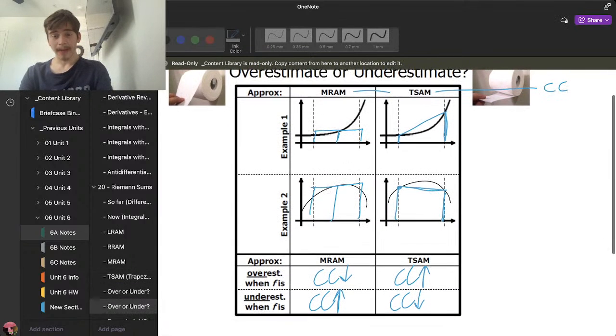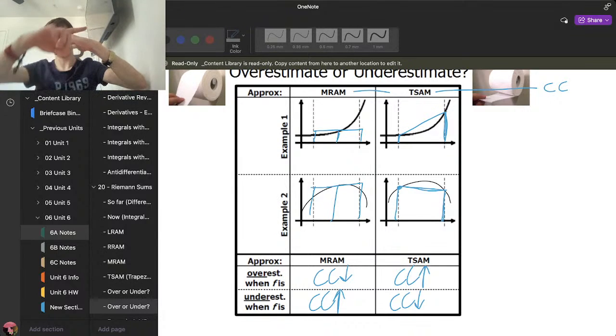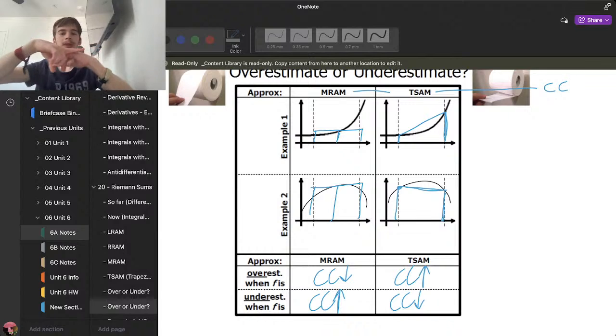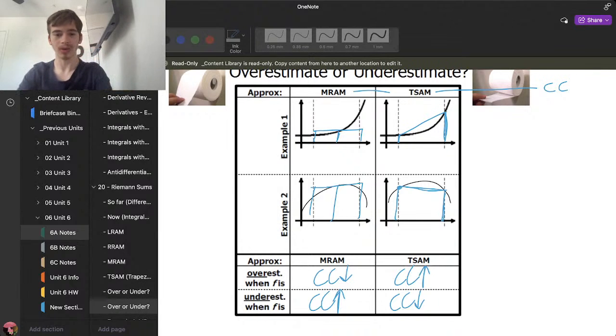MRAM, TRAM, trapezoidal and midpoint depend on the concavity of the graph. If it's concave down and you're using the midpoint rectangle Riemann sum, you can see it's an overestimate. You could sketch a quick graph. So it's an overestimate for concave down. For concave up, you're using the bottom, so the rectangle does not capture this area right here. So concave up, underestimate.